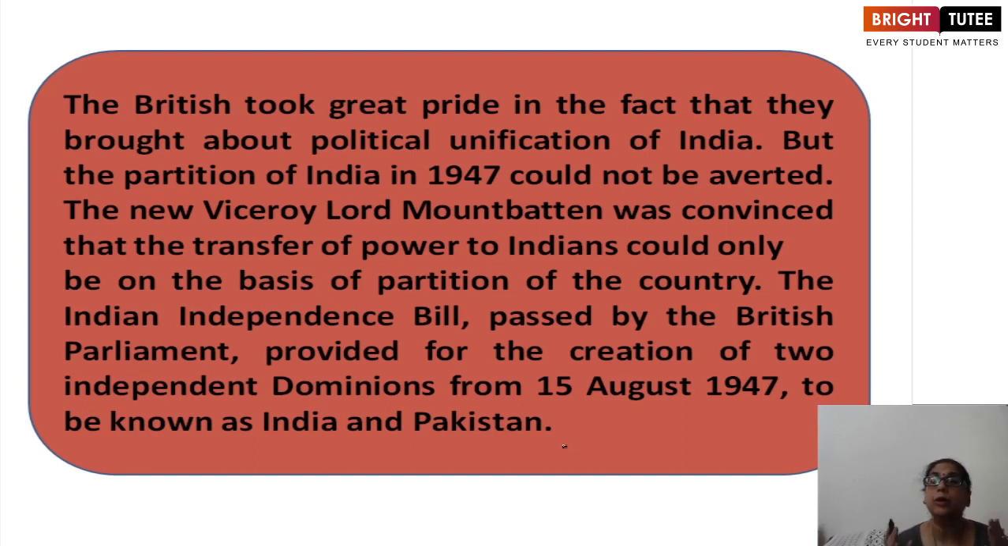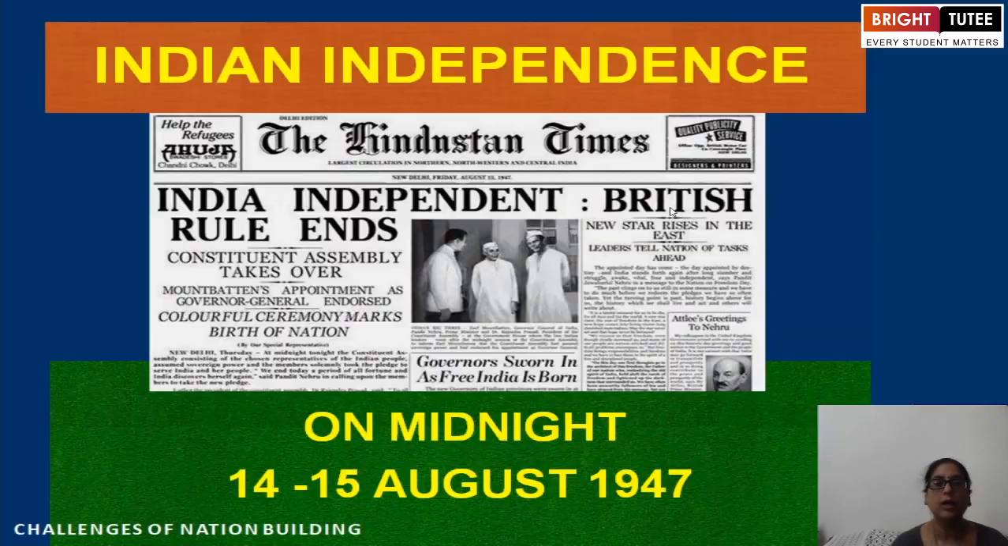The British took great pride in the fact that they brought about the political unification of India. But the partition of India in 1947 could not be averted. The new Viceroy, Lord Mountbatten, was convinced that the transfer of power to Indians could only be on the basis of partition. And the Indian Independence Bill was passed by the British Parliament, which provided for the creation of two independent dominions from 15th August 1947, to be known as India and Pakistan.